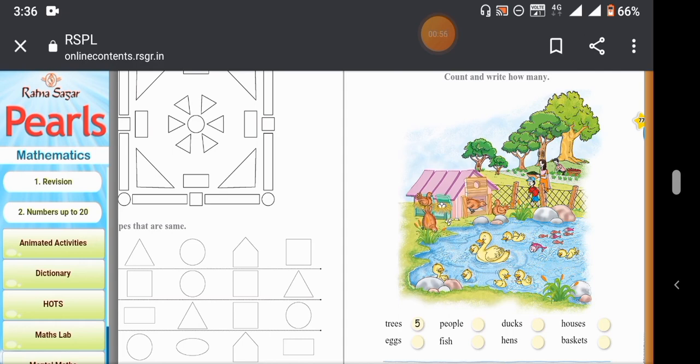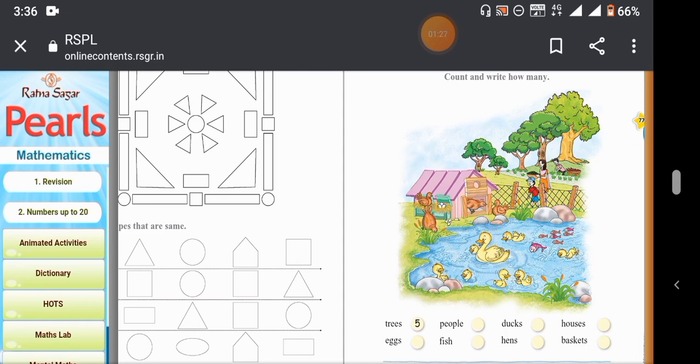So, people. In this picture, how many people are there? 1, 2, 3. Yes, there are 3 people. So we should write 3 in the circle. Then ducks. Count the number of ducks. How many ducks are there? 1, 2, 3, 4, 5, 6, 7, 8. There are 8 ducks. So we should write 8 in the circle.